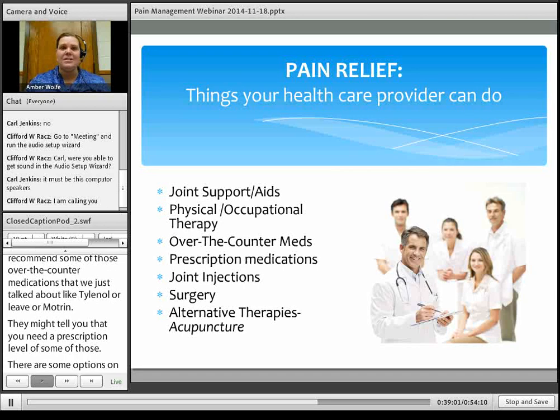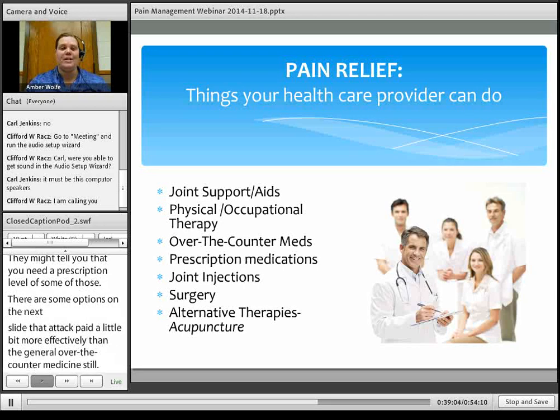They might even suggest to you at some point, if your arthritis has progressed, to think about joint injections with cortisone or even surgery or other alternative options like acupuncture or using some of those supplements.